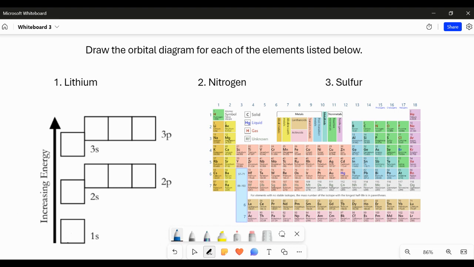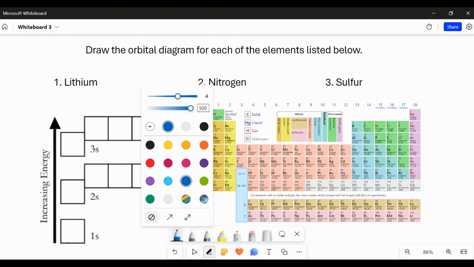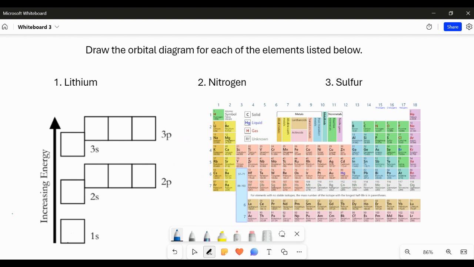Today we are looking at orbital diagrams. So the challenge we have today is to draw the orbital diagram for each of the elements listed below. Okay, so first element we want to draw the orbital diagram for is lithium. So here we have kind of an orbital diagram template, and we want to show where the electrons are located in this atom and also what direction they're spinning.